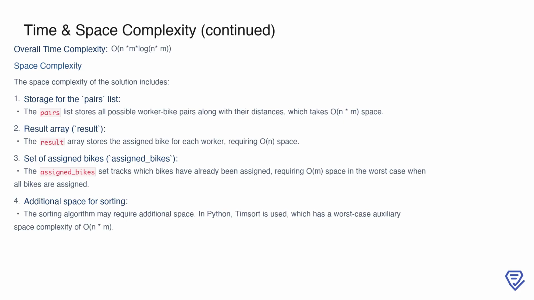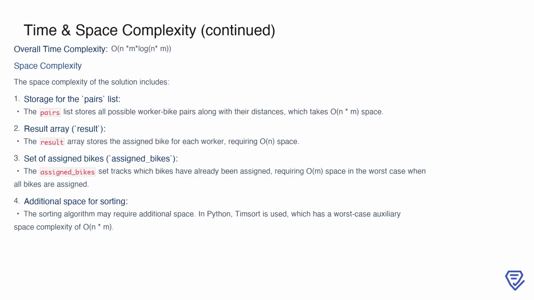Now, let's look at the space complexity. First, we need to store the pairs list, which holds all possible worker-bike pairs and their distances, requiring n*m space. Next, the result array stores the assigned bike for each worker. Since there are n workers, this takes n space. Additionally, we use a set called assigned_bikes to track which bikes have already been assigned. In the worst case, when all m bikes are assigned, this set requires m space.